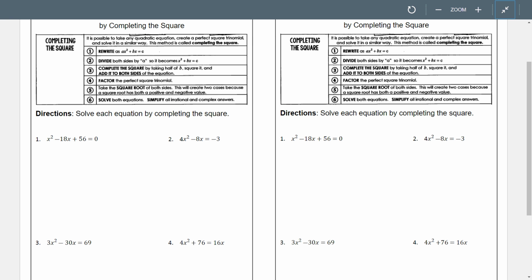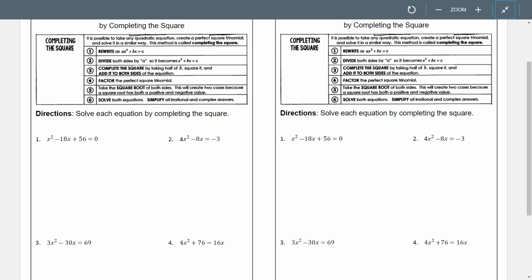So these are the steps. Step 1, rewrite as ax squared plus bx equals c, so we move c over. Then step 2, divide both sides by a, so it becomes x squared plus bx equals c. Then step 3, we complete the square by taking half of b, square it, and add it to both sides of the equation. Step 4, we factor that perfect square trinomial.